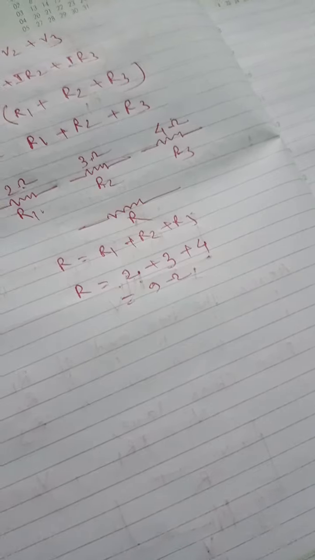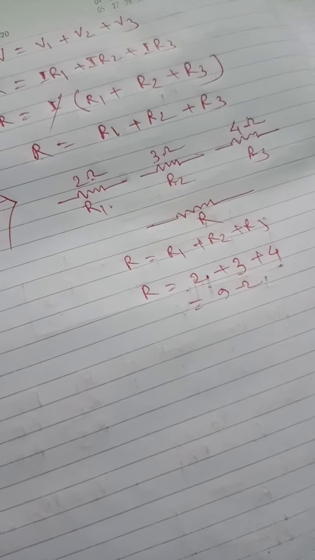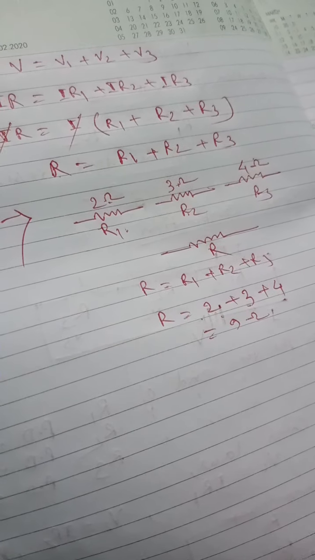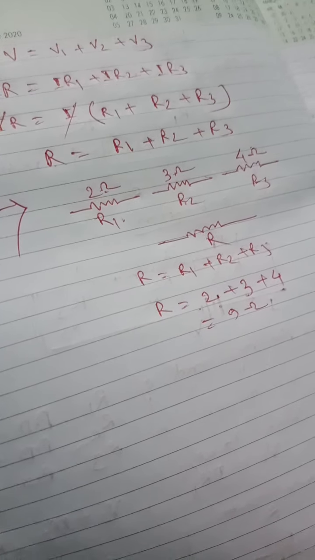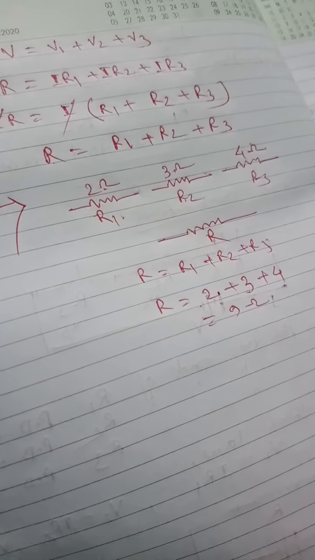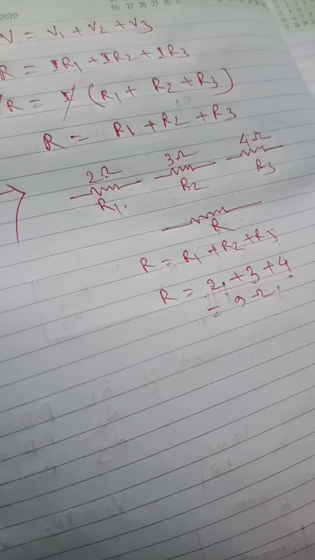Okay, so this is about the series combination of resistance. For the series combination, keep one thing in your mind: across the three resistances, different potential differences will be created, but through the three resistances, the same current will flow.